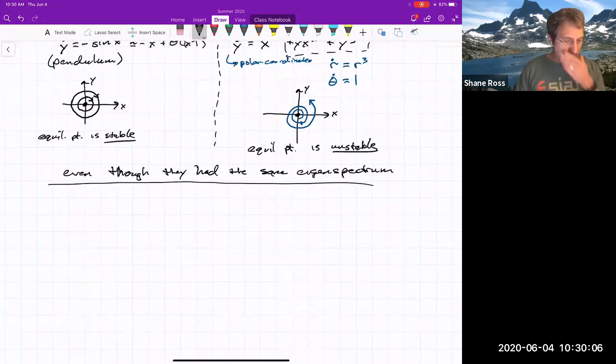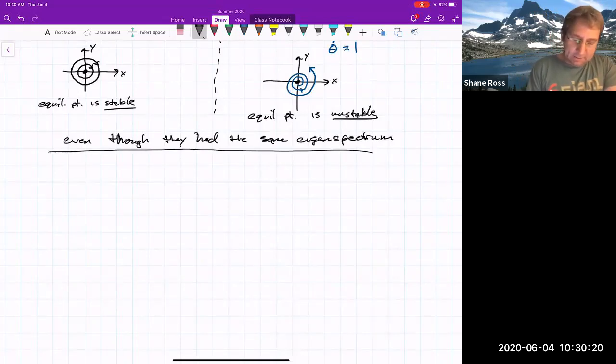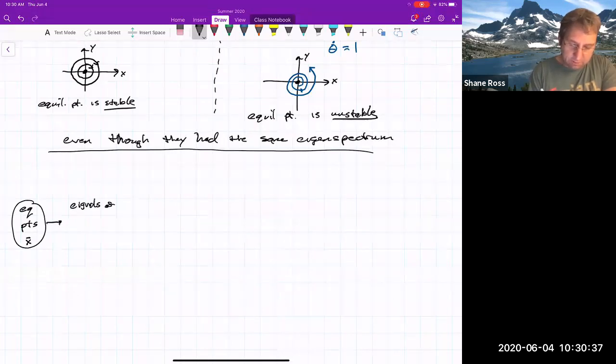So I've got some diagram. I'm not sure if I made it up or where I got it. It's probably just a tool that I've used to try to summarize things, at least up to this point. You first find equilibrium points. So let's call those X bar. And then you would calculate the eigenvalues of the matrix A, which is the Jacobian of the vector field at X bar. So that'll give you some eigenvalues, lambda one through lambda n.